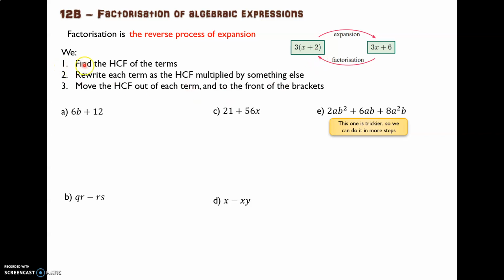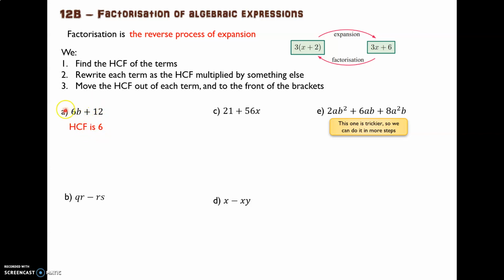Step 1 is to find the highest common factor of the terms, the biggest thing that goes into both. Here, my first term is 6b, and my second term is plus 12. Well, there are a lot of numbers that go into both. 1, 2, 3. 6 is the biggest number that goes into both 6 and 12. They don't have any letters in common, so my HCF is just 6.